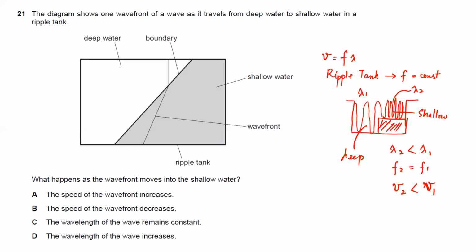So first option, speed of the wavefront increases in shallow water. No. Speed of the wavefront decreases. Yes. The wavelength remains constant. No. The wavelength increases. No. The wavelength should decrease. So the answer is this. So answer B is the right answer, or the best choice we have.